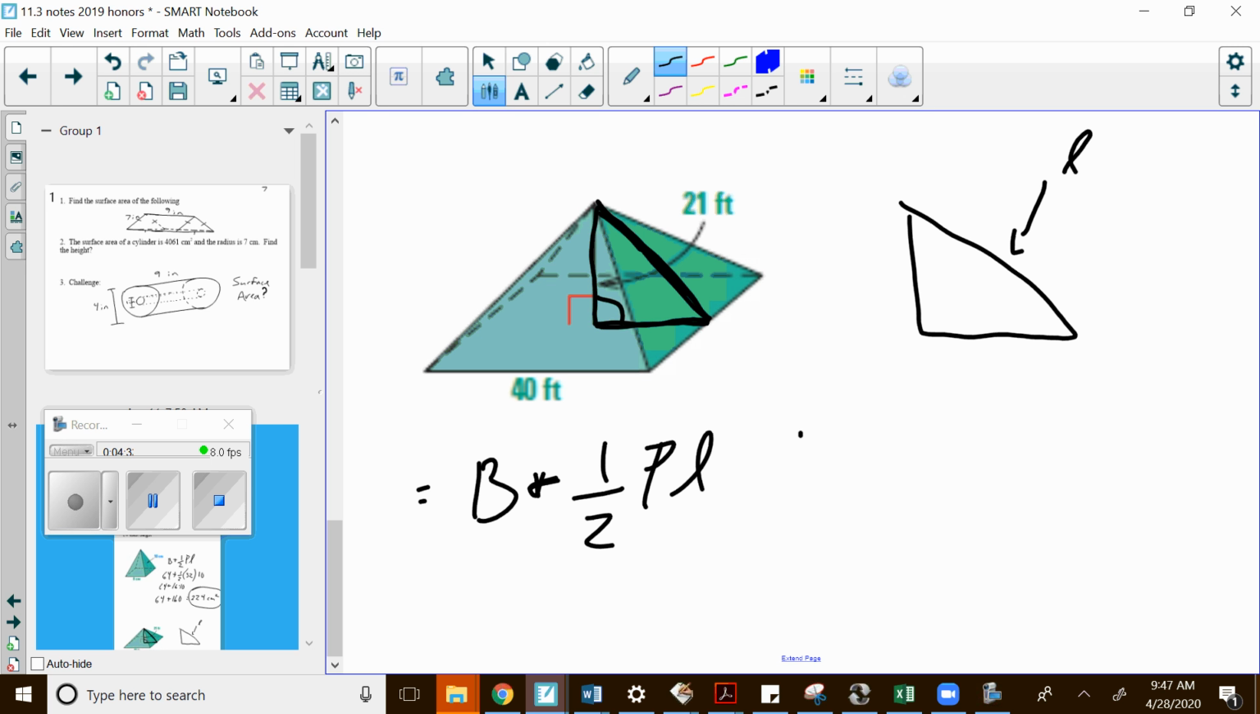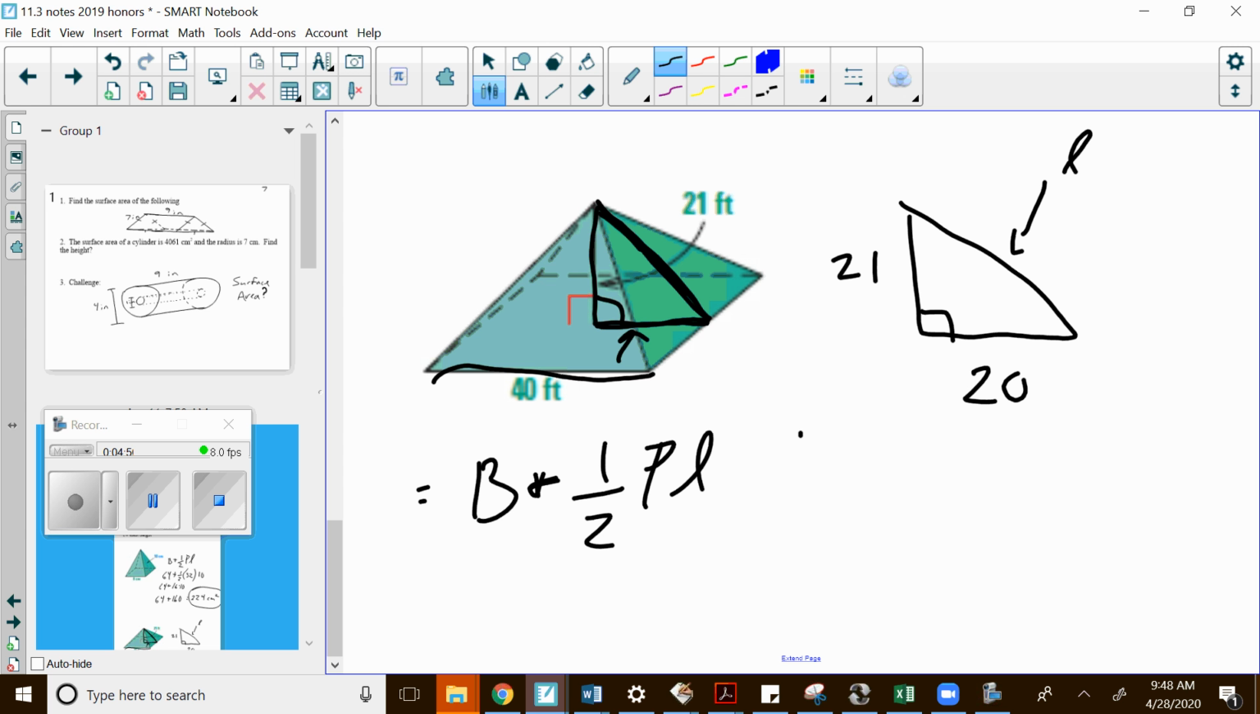Lowercase l is how we abbreviate that. Okay, this is 21. And then this side down here, if this is 40, what do you suppose that is right there? That's just half of that. That's 20. Okay, and so we have 20 and 21 as our two sides.